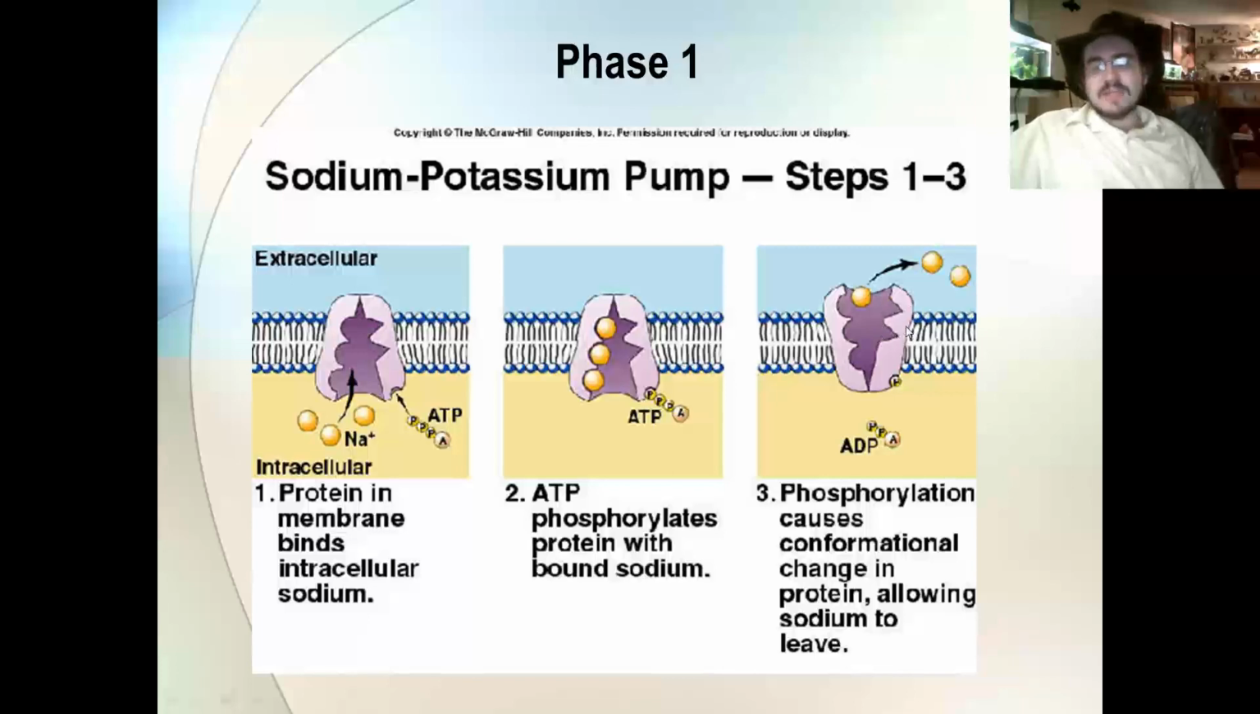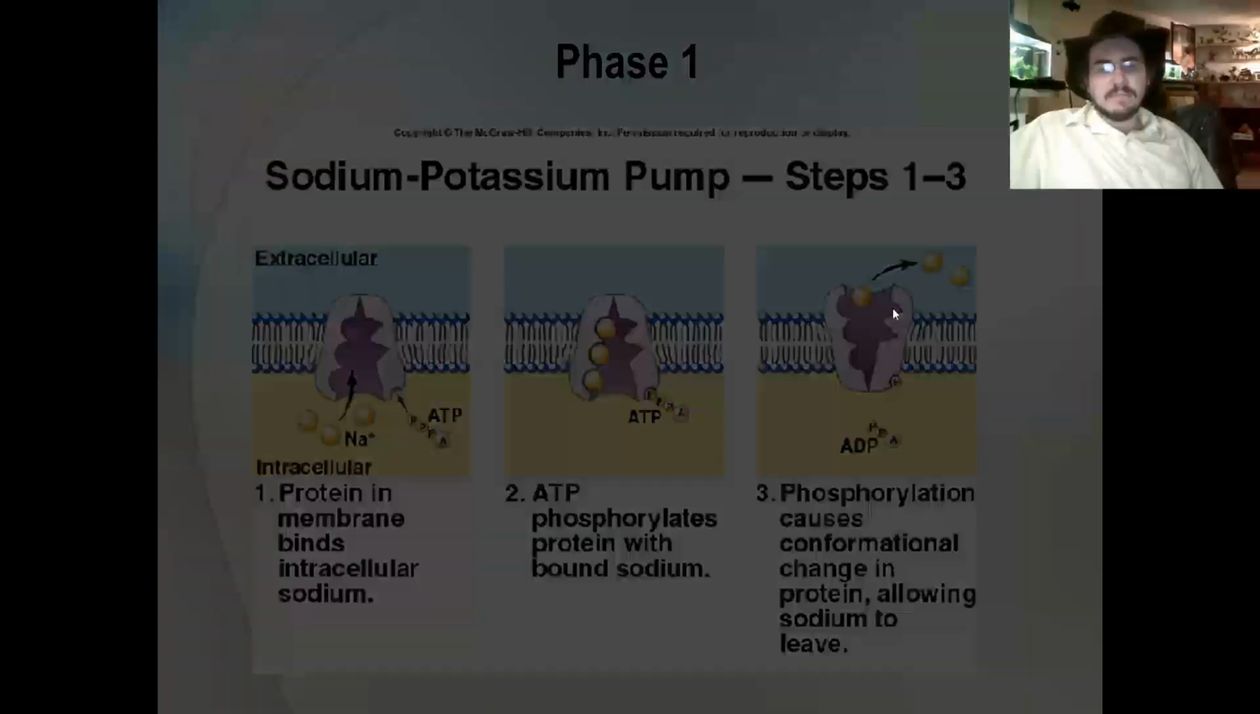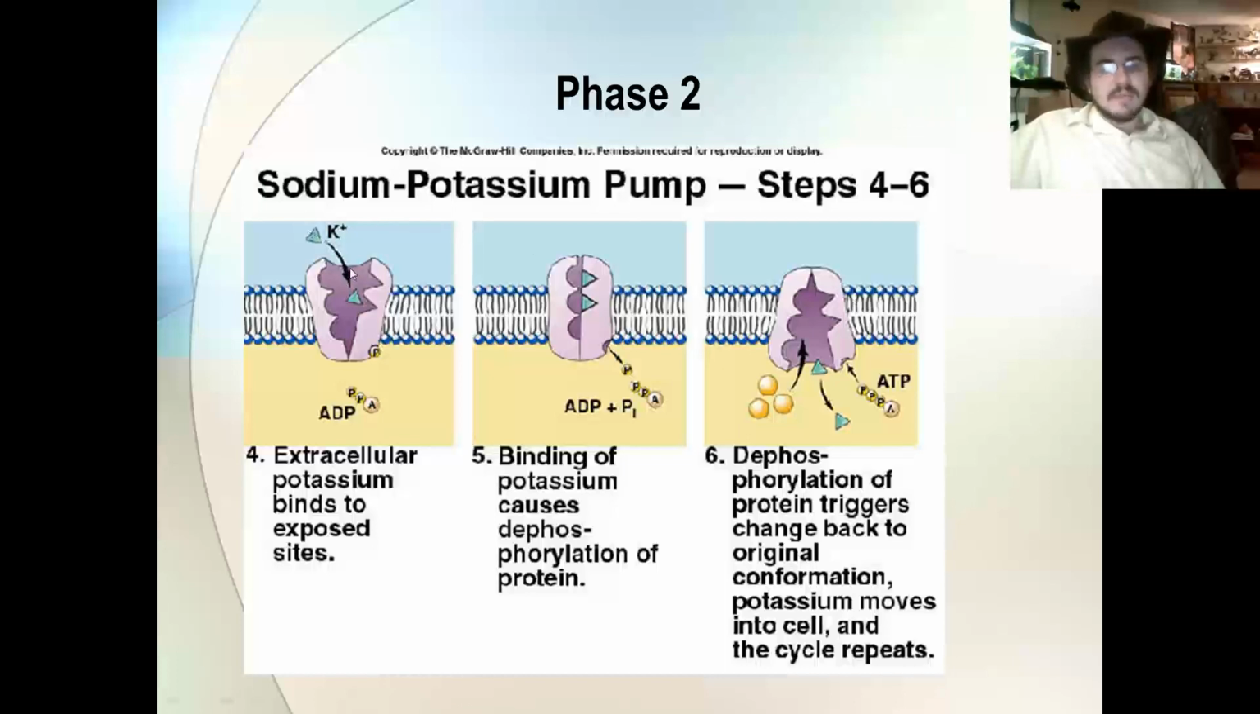Now that it's facing outside, these potassium binding sites right here are much better at binding potassium. So in step 4, potassium is going to bind here. So potassium comes along and binds. And once potassium binds, that causes the protein to release phosphate. So the active transport protein releases the phosphate. Once the phosphate is released, well, it was the phosphate that allowed the shape change in the first place, so we revert back to our original shape here.